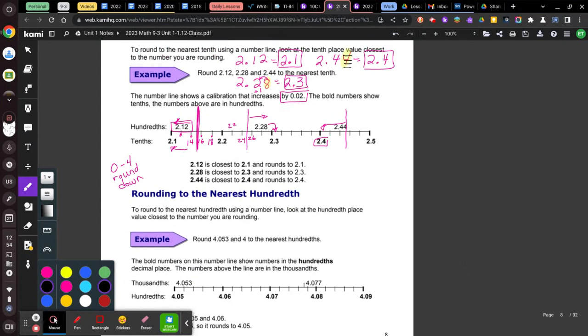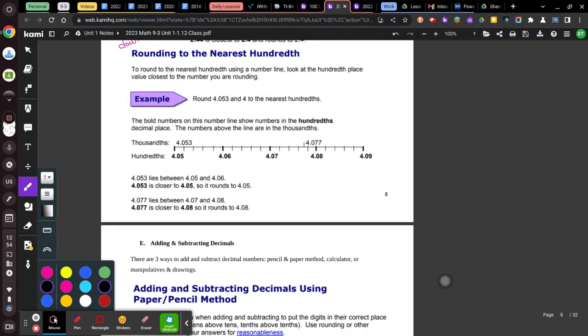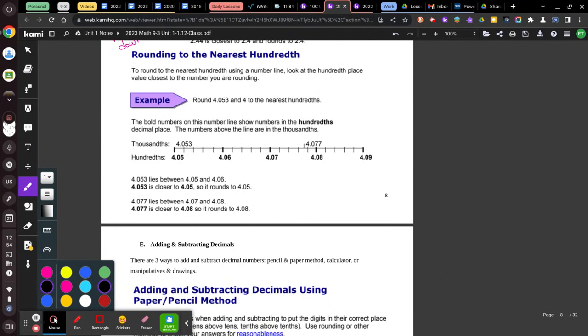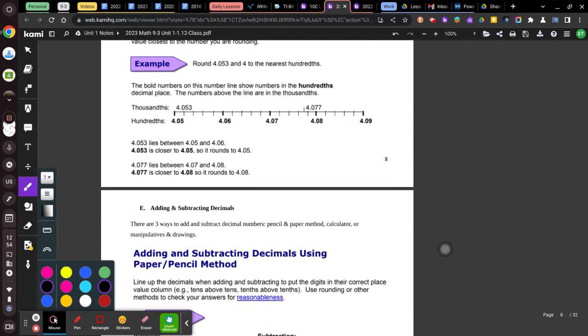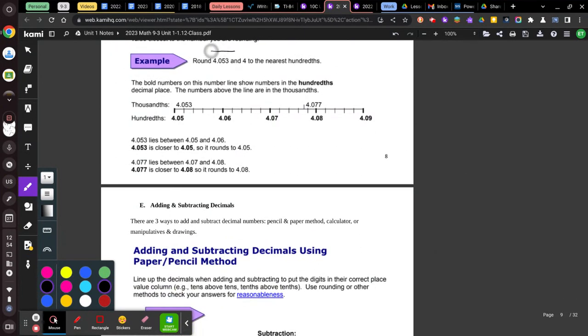So there's number line rounding, definitely. So let's take a look at the 100th now. If we round to the nearest 100th, same idea. We've got this number right here, 4.053, and we want to round to the 100th. So now we're counting by 0.01.